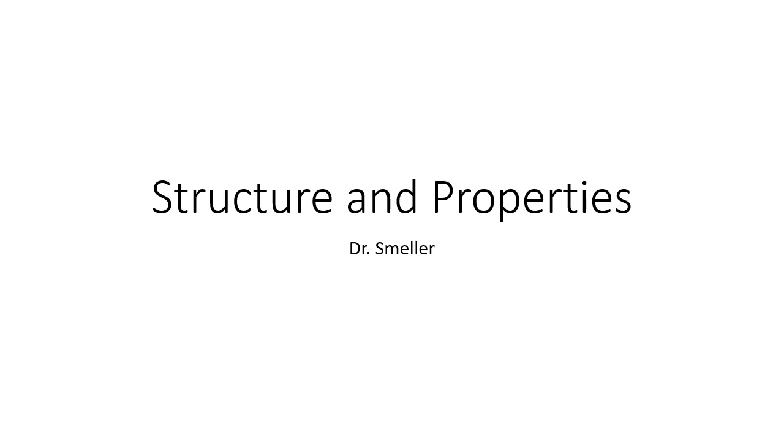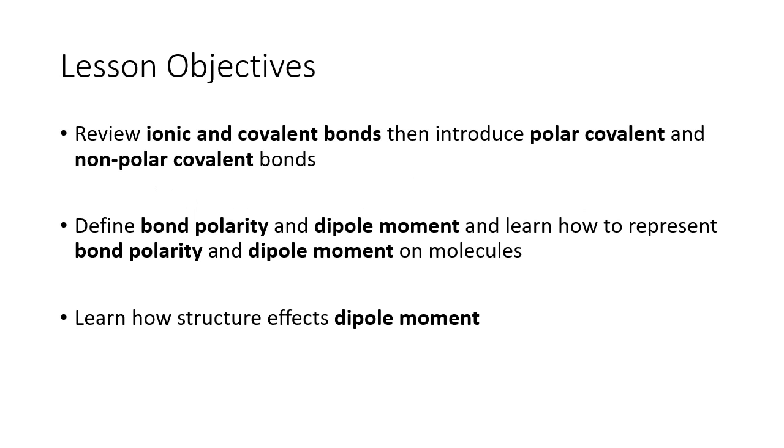We're going to talk a little bit about structure and properties. In particular, we're going to talk about how structure affects electronic properties of molecules. So we'll review ionic and covalent bonds. We'll introduce polar covalent and nonpolar covalent bonds again.